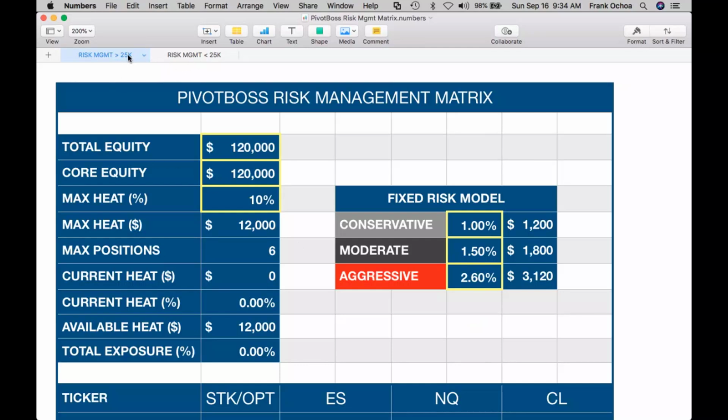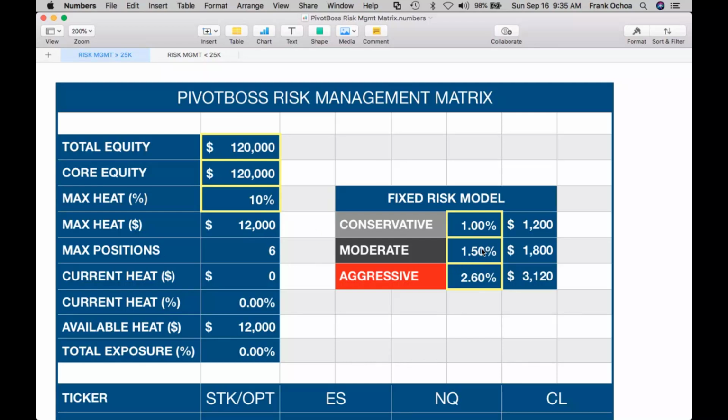So you can see there's two tabs to this spreadsheet. One is above 25K and one is below. The one that's above, if you have, say, a $120,000 account and you haven't taken any trades yet, then the core equity would also be 120. You can see that with 10% of the account in terms of max heat, that means that you can have $12,000 at risk at any one time.